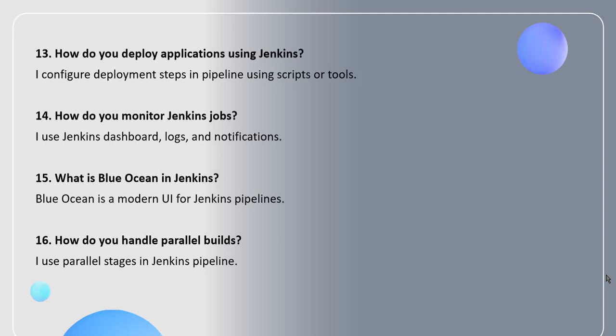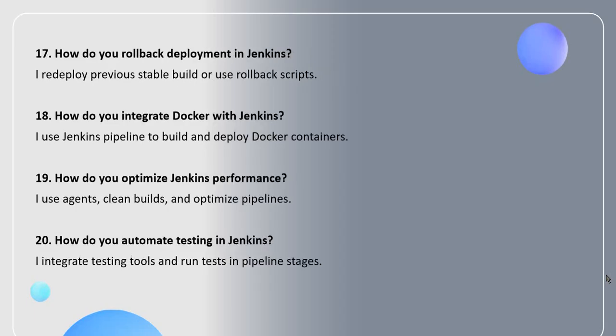16. How do you handle parallel builds? Answer. I use parallel stages in Jenkins pipeline. Multiple tasks run at the same time, saving time. 17. How do you roll back deployment in Jenkins? Answer. I redeploy previous stable build or use rollback scripts. If something breaks, I quickly go back to a working version.